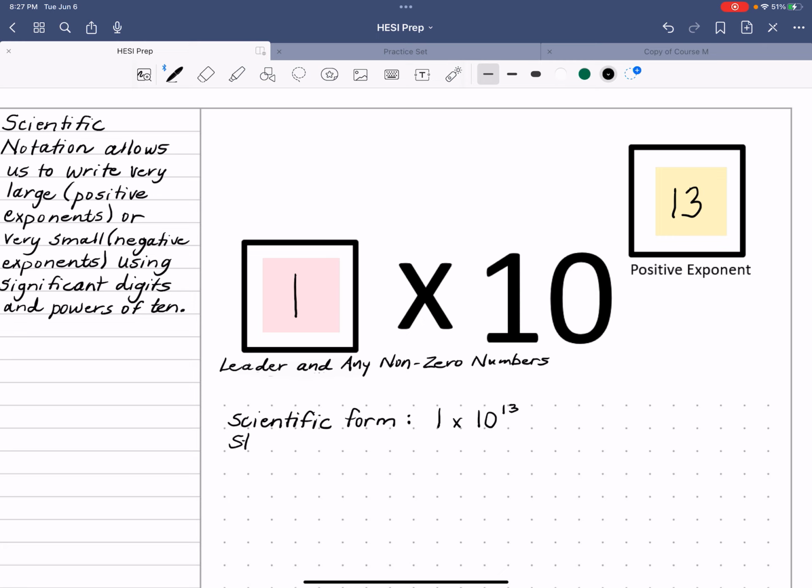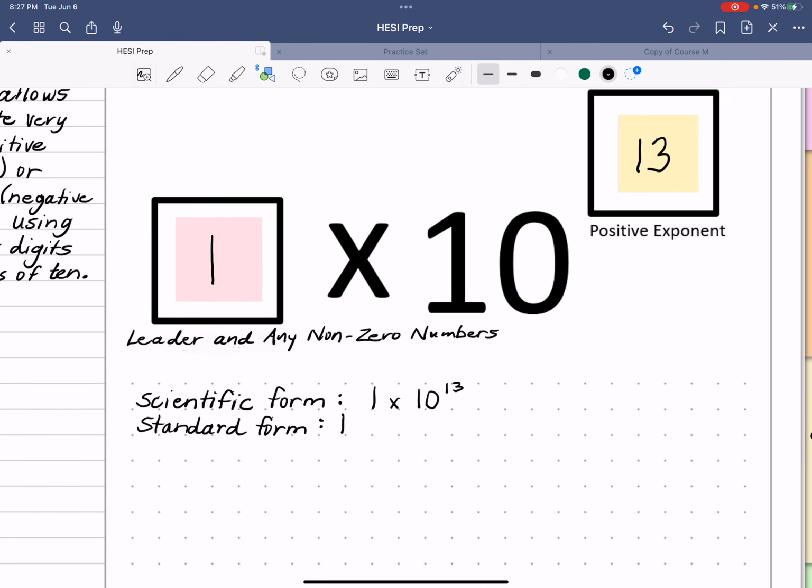Standard form looks like this. I write down the leader and any non-zero numbers, and in this case our leader is a 1. That's the pink number. Then I'm going to draw 13 blanks. Bear with me here. 1, 2, 3, 4, 5, 6, 7, 8, 9, 10, 11, 12, 13.